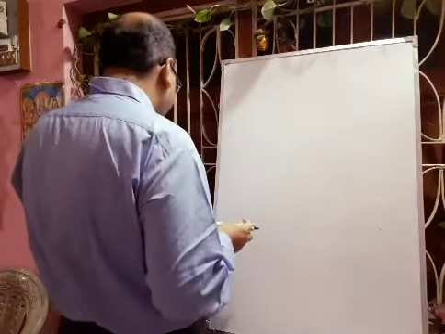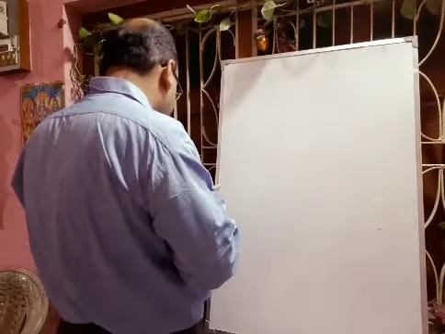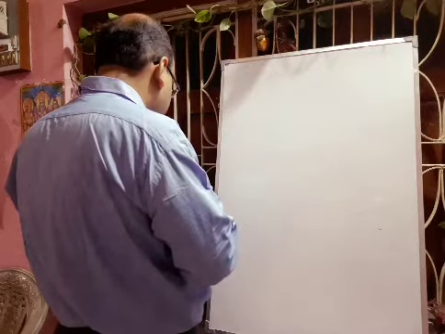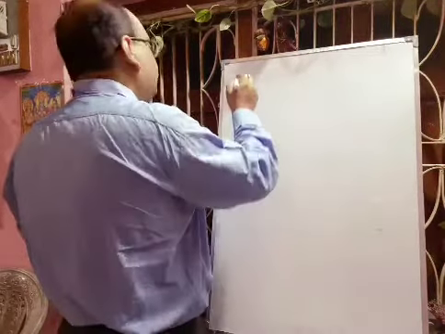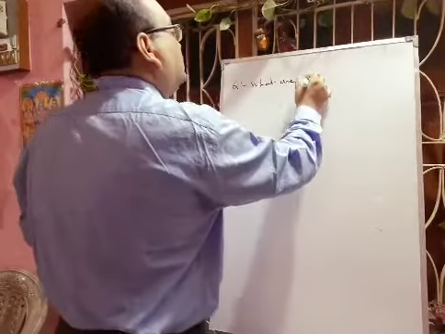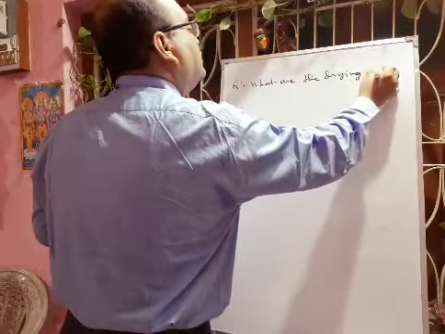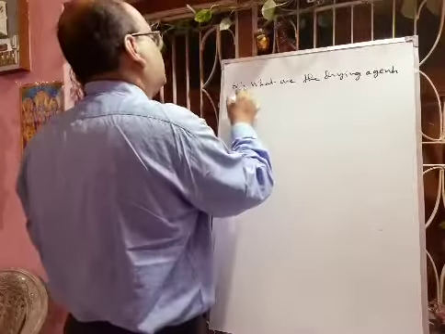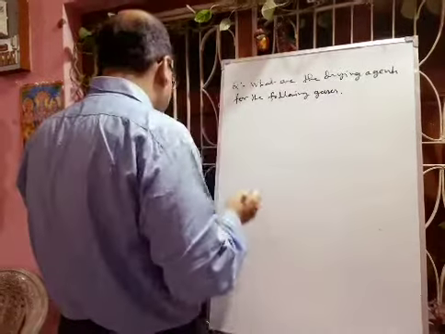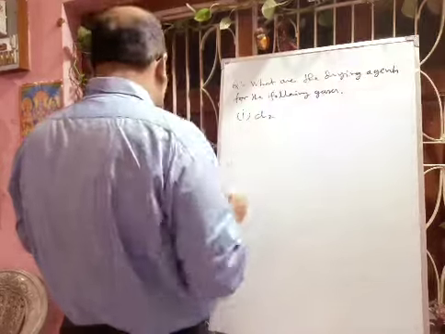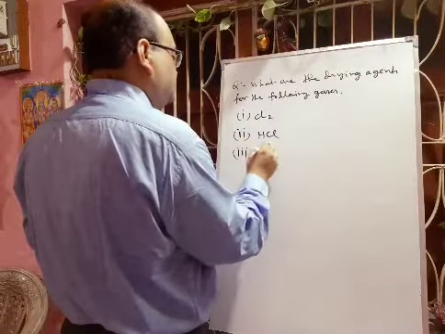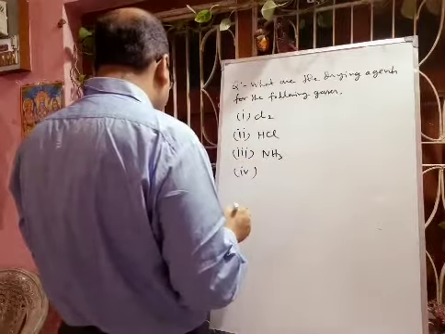The next question is given: what are the drying agents for the following gases? First is given chlorine. Second one is given HCl. Third one is given ammonia. Fourth one is given SO2.